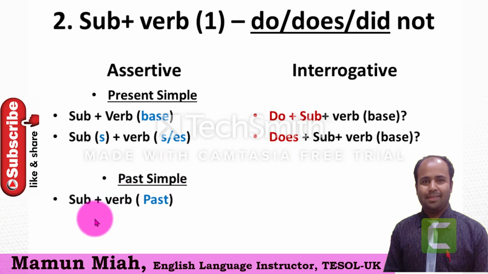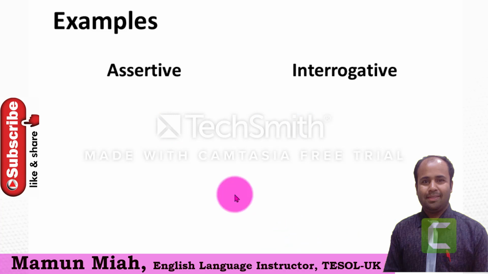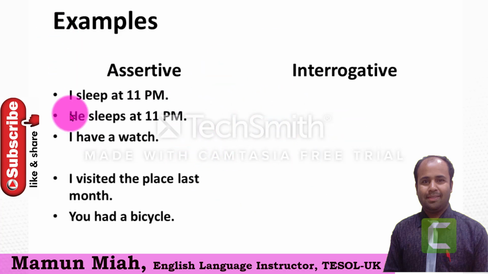For past simple tense, if you find the verb in past form, the interrogative form will start with did, and the verb will be base form. Okay, let's get the examples. My dear student, let's talk about examples. The same sentences, look, that we talked about for assertive sentence, making it positive to negative. Now for interrogative sentence. I sleep at 11 p.m. Here sleep base form, right? So what is the configuration of base form?